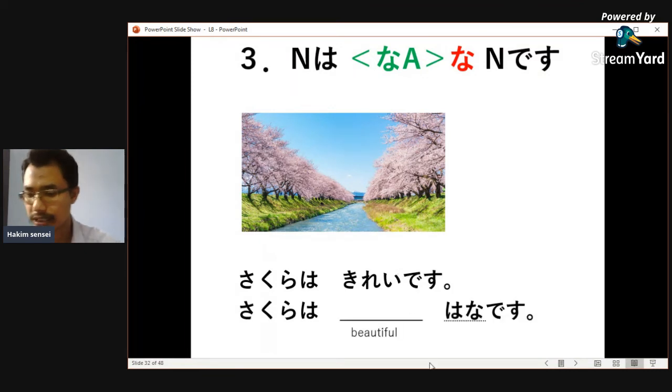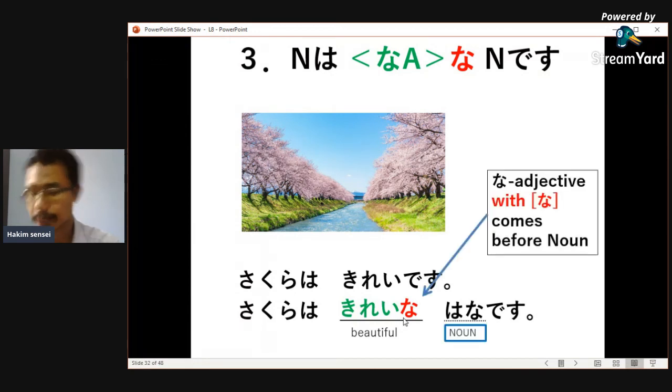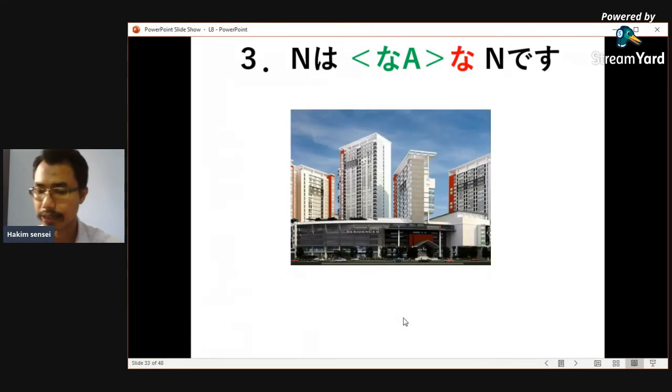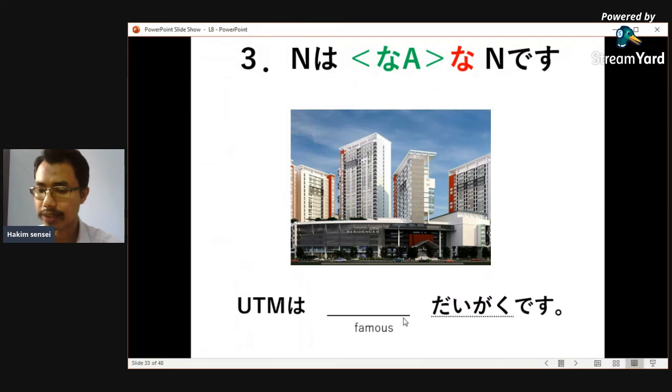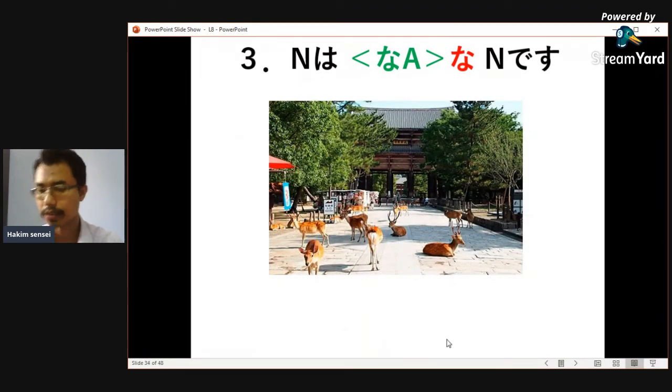But let's say you see a sentence like this: sakura, beautiful, and then hana, meaning flower. So if you see a sentence like this, with a noun after the adjective, you need to maintain the na character. Sakura wa kirei na hana desu. All right, remember, if you see a noun after the adjective, you need to maintain the na character. In case you want to say UTM is a very famous university, and you see the word daigaku here, okay, UTM wa yumei na daigaku desu. Okay, if you see a picture like this, this is Nara city in Japan.